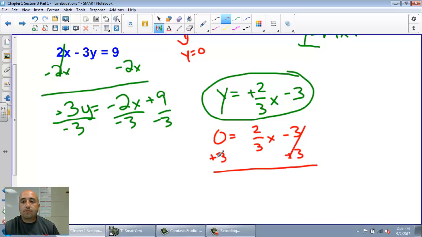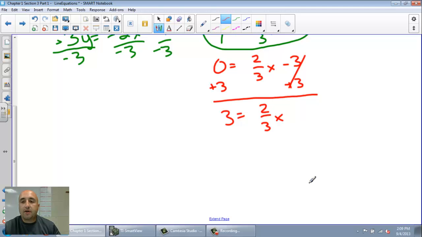Minus 3 plus 3 is 0. 0 plus 3 is 3. Equals 2/3 x. Okay, moving on. Last step. How do I get rid of multiplication by 2/3? I divide by 2/3. I'm going to divide by 2/3. 2/3 over 2/3 is 1, so that goes away.